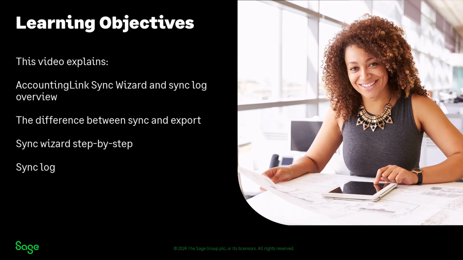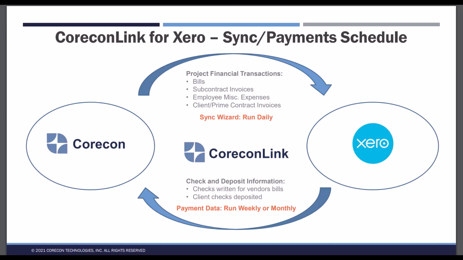CoreCon link for Xero acts as a bridge between CoreCon and your Xero accounting software. Transactions such as bills, subcontract invoices, miscellaneous expenses, and your client prime contract invoices will export from CoreCon to Xero. In turn, once bills or sub-invoices are paid, or once you've received a payment from a client or customer on a prime invoice, the payment information in summary will export from Xero back to CoreCon.